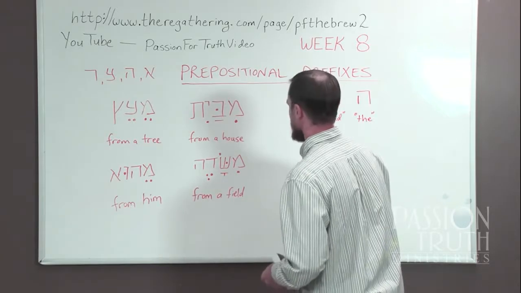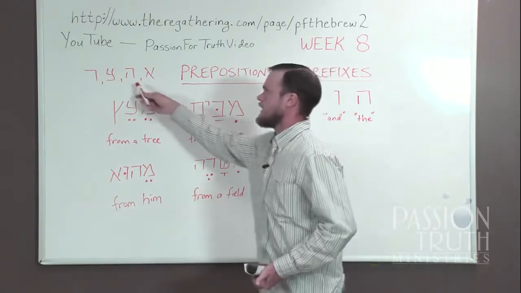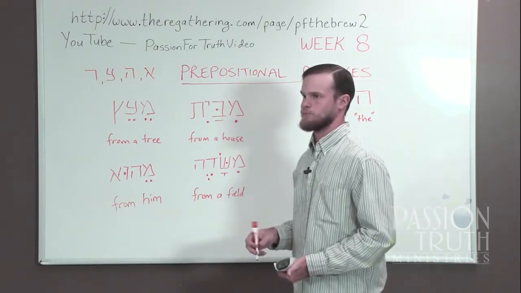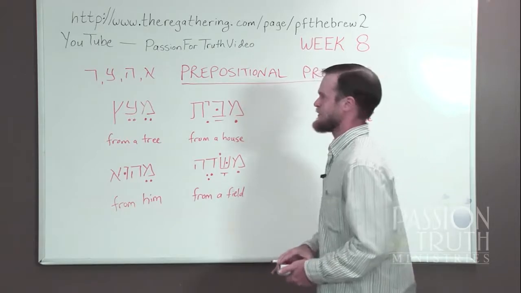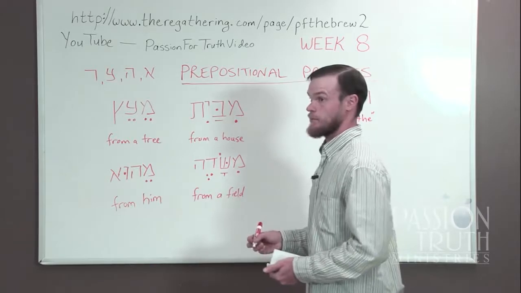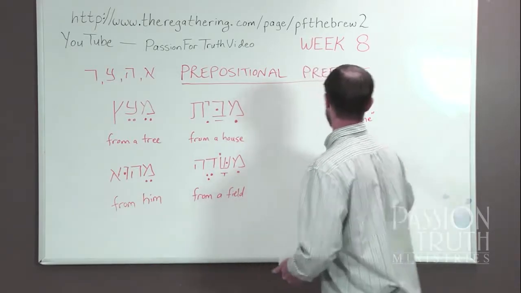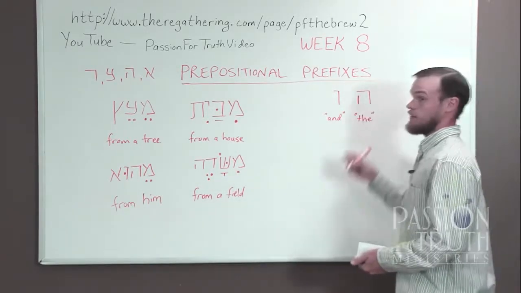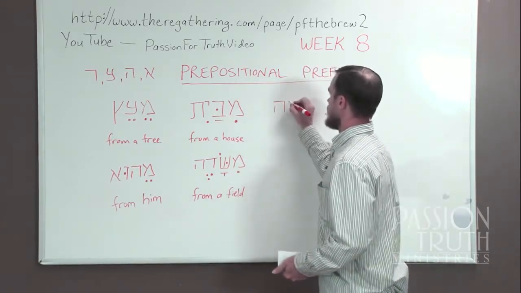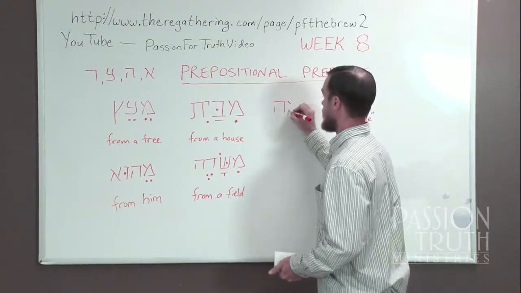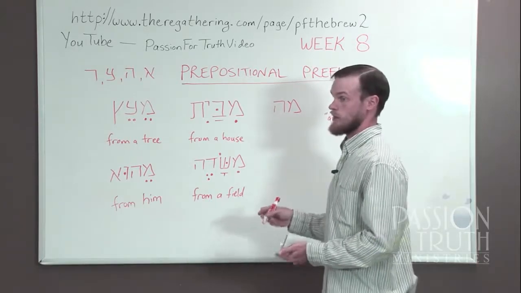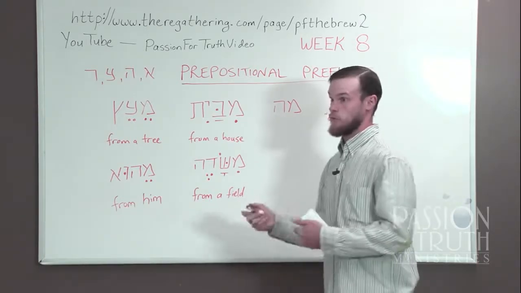The only thing that could follow the mem would be a hey. You couldn't say from in, or from with, or from for, or from like. Those wouldn't really work. But you could say from the, and if you were to do that, since the definite article is indicated by a hey, when we put a mem in front of that, because the letters will be written in word order, in meaning order, so it's not the from, but it's from the.